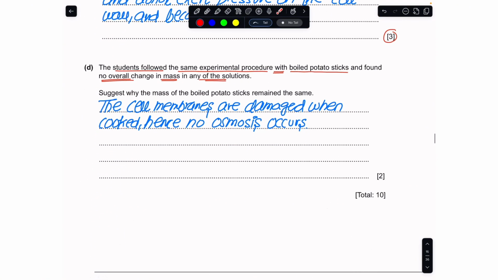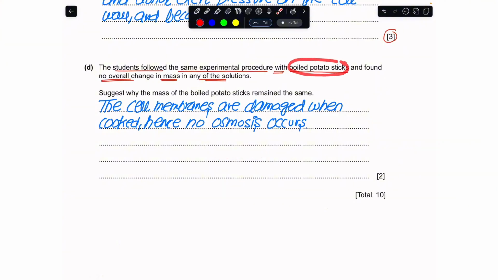So the boiled potato sticks do not show any change in mass. This means that once we boil the potato sticks, no osmosis is occurring. Or we could say that there is no net movement of water molecules when they are boiled. So the answer becomes simple: when you boil them, their cell membranes are damaged, and when their cell membranes are damaged, ultimately no osmosis occurs.